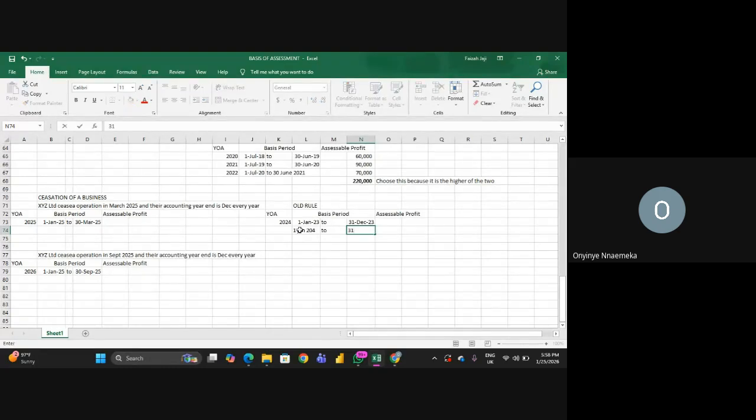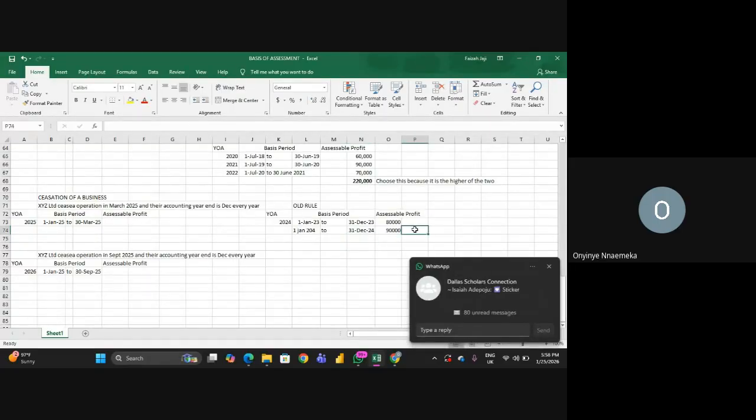31st December 2024. So now let's assume that the assessable profit for this one is 80,000. For this one is 90,000. So the higher of the two is what we are going to choose. So we are going to be choosing 90,000.